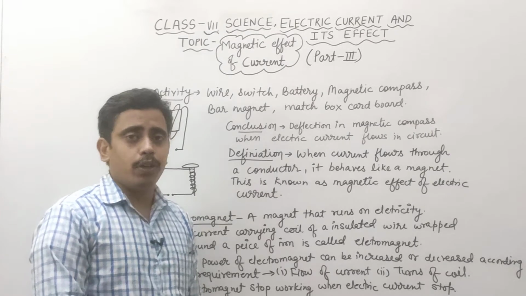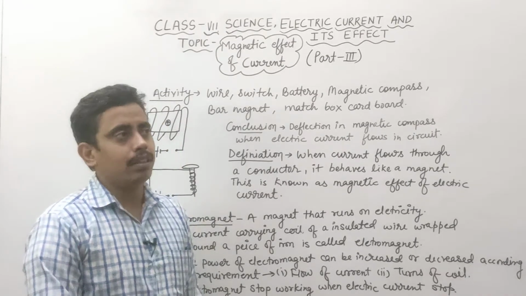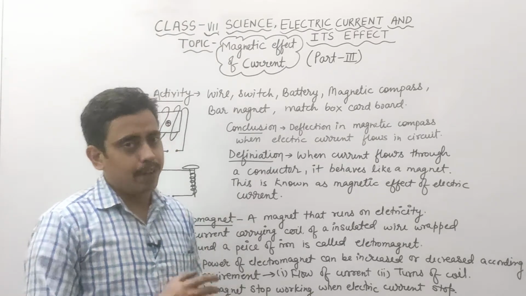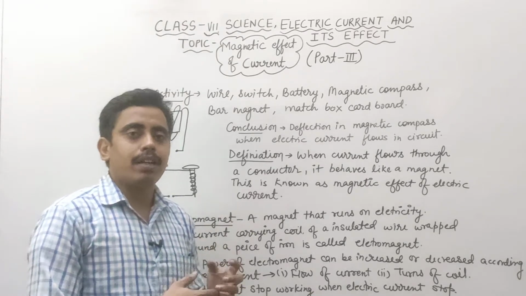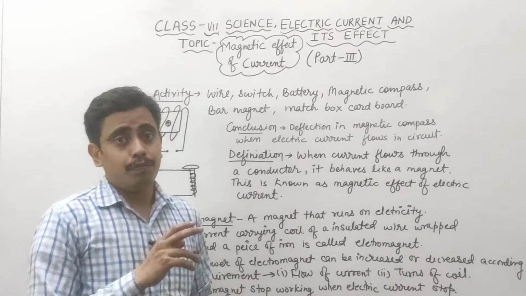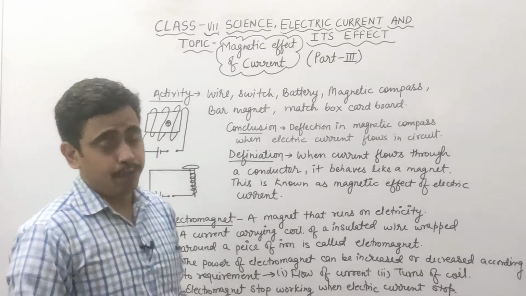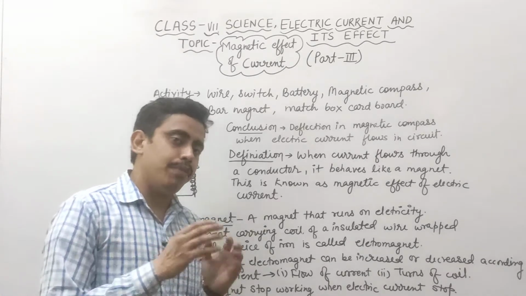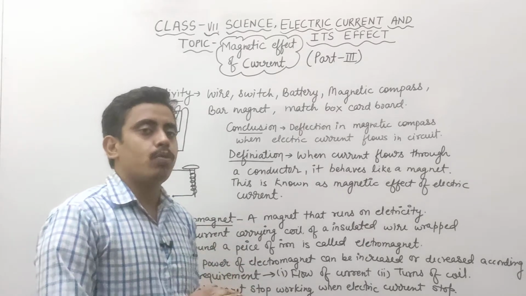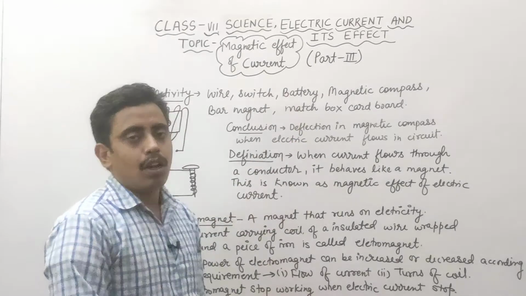In the previous videos, we have seen what is electric current, what is electric circuit, what are its components, and how the electric current flows in the circuit. We have also seen one of the effects of electric current, that is the heating effect of electric current, that we discussed in the previous video. We are heading towards the end of the chapter. This is the third part of this chapter.